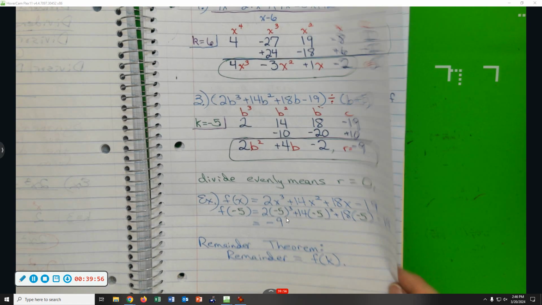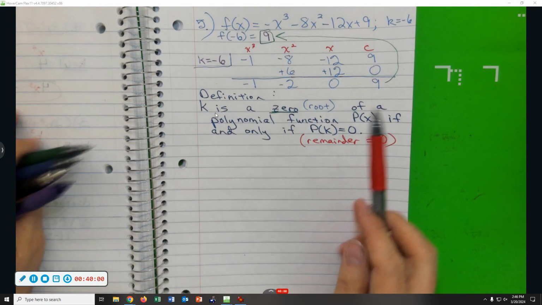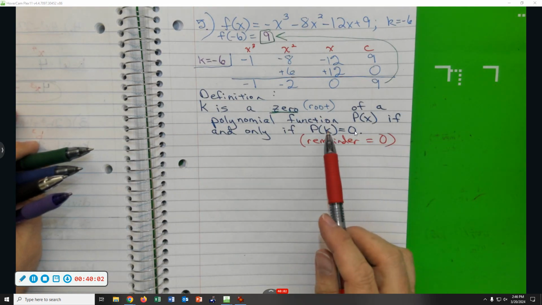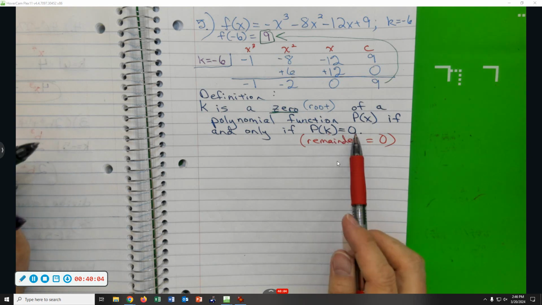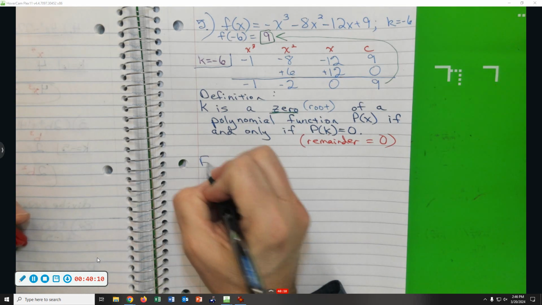So there's some other stuff I need to state. Okay. K is a 0 means that when you plug the K into the function, it equals 0. We have something called the factor theorem.